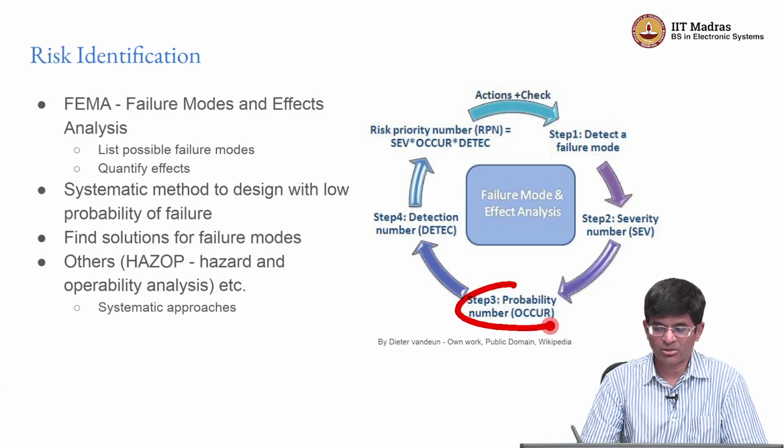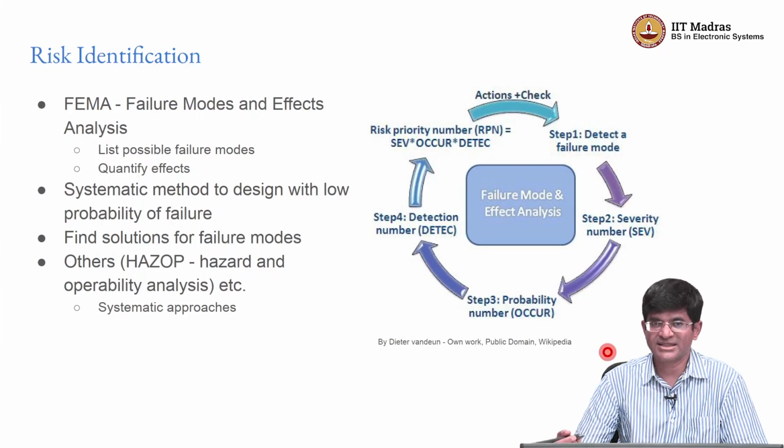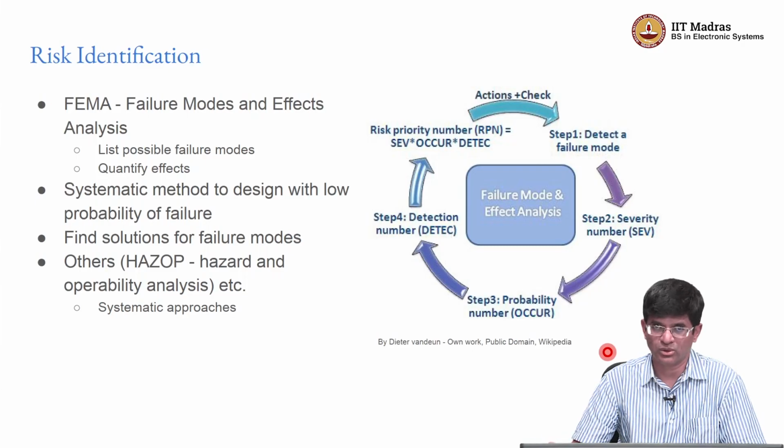You also have a probability number, because you can have extremely severe events but with a very, very low probability of happening. For example, in the case of a nuclear power plant, of course the highest severity event is always probably going to be a complete nuclear reactor meltdown, right?